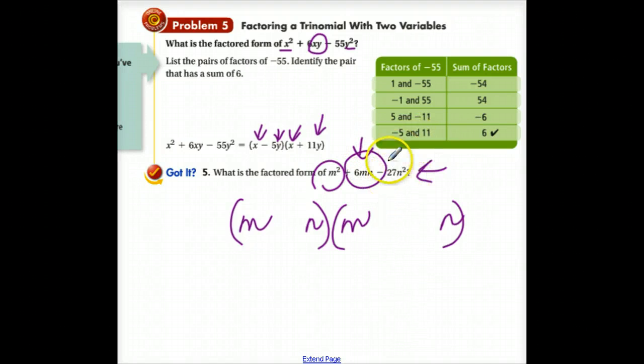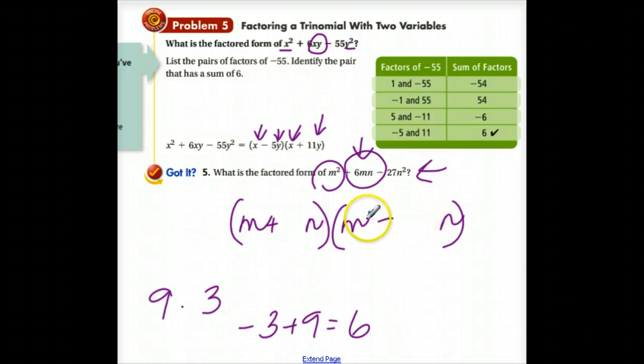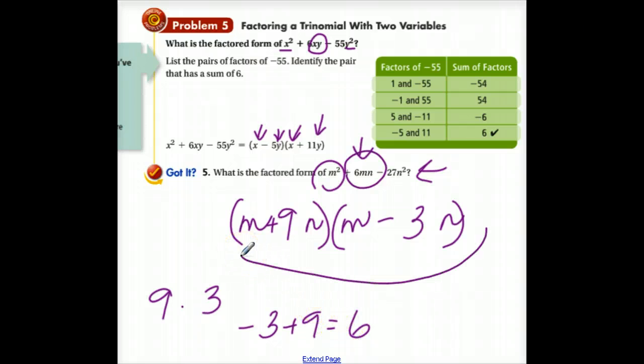So still doing the product and the sum, same as we have been. So what numbers equal a product of negative 27? Well, I'm going to jump right to 9 and 3 because I know those factors equal 27. One of them will have to be negative and one will have to be positive. To get a sum of 6, if I have a negative 3 and I add 9, I'll get a positive 6. So I'm going to do m minus 3n and m plus 9n. And that should be my final answer. The two binomials, or the factors, are m plus 9n times m minus 3n.